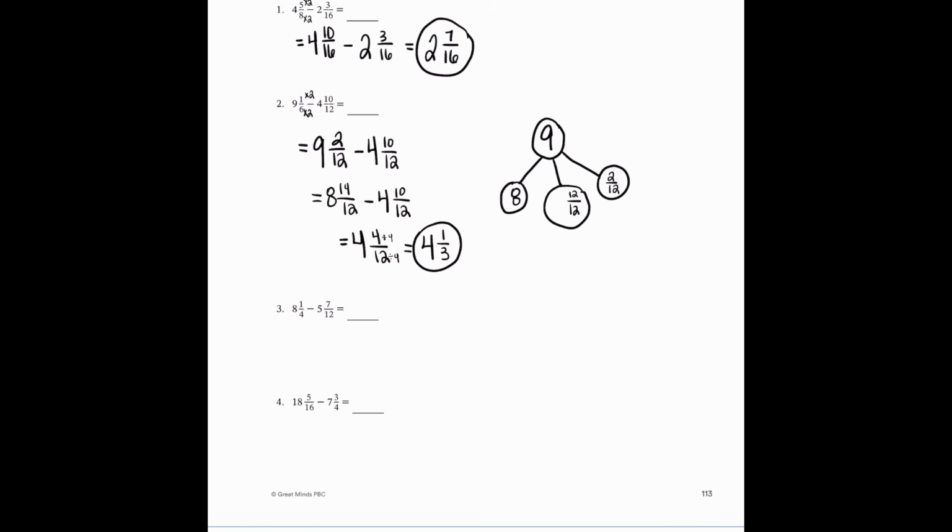Okay, now that you have tried these on your own, let me go over the answers so we can make sure you're on the right track. I'm going to make these a common denominator of 12. So here I will need to do 4 times 3 and 1 times 3. That'll give me 8 and 3/12 minus 5 and 7/12. Well, I can't take 7/12 away from 3/12. So again, I'm going to decompose this 8 3/12 over here.